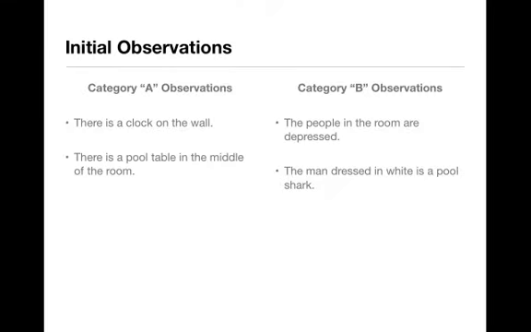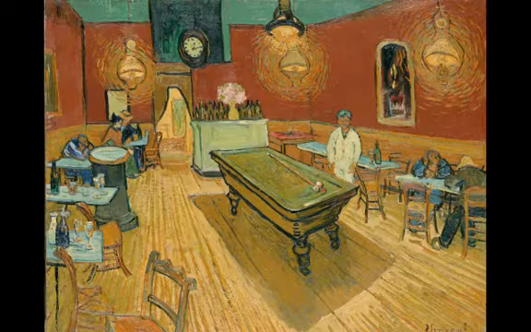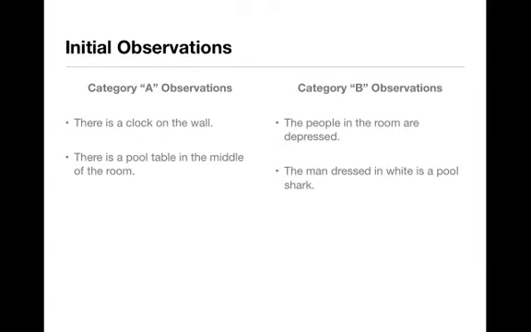Okay, so the second category of observations include the idea that there are people in the room that are depressed and that the man dressed in white is a pool shark. Looking at the image, you can see the man dressed in white sort of on the 1/3 line using the rule of thirds, clearly in a white suit. The depressed people sort of pushed off to the margins, off to the sides next to the very edge of the frame, sitting at the tables on both the left and the right. So these are our two sets of observations, category A, category B. We need to figure out what the difference is between these two sets of observations.